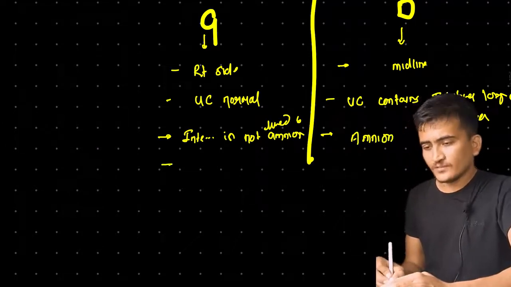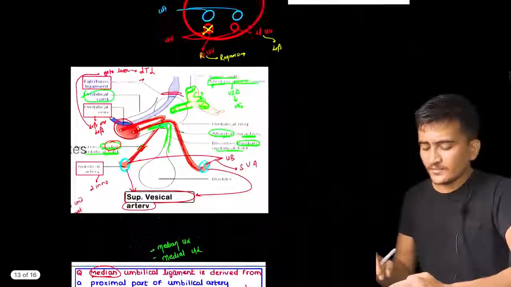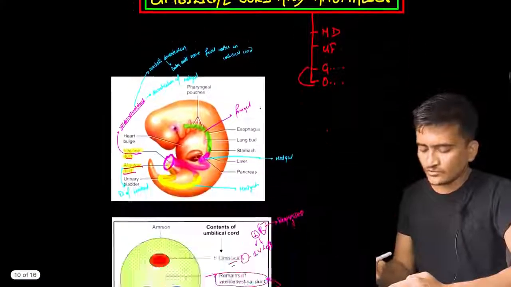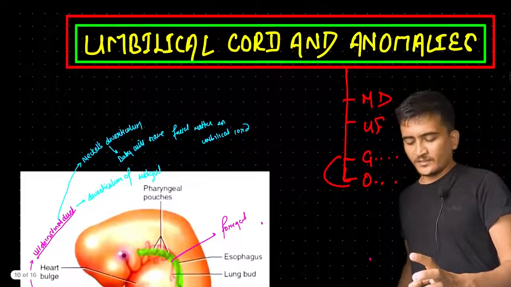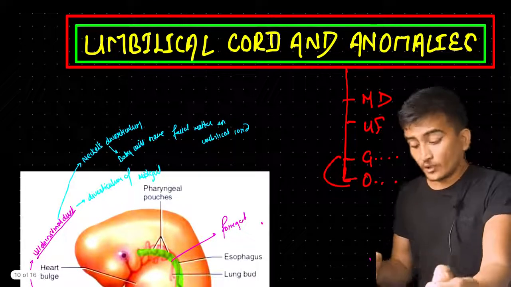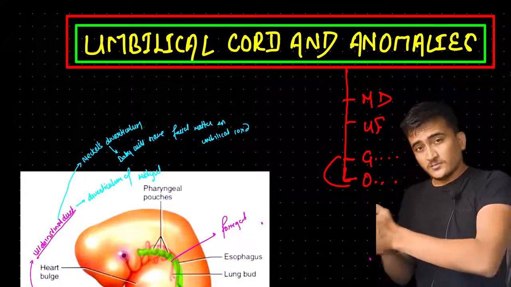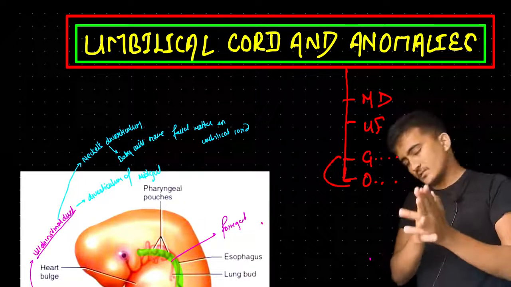So this was all about omphalocele and gastroschisis. In this discussion, we discussed the different contents of the umbilical cord and anomalies. In the later discussion, we will be talking about the development of the mesentery. So till then, bye-bye.